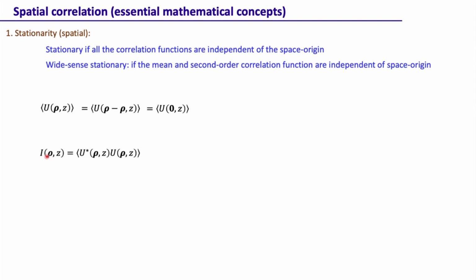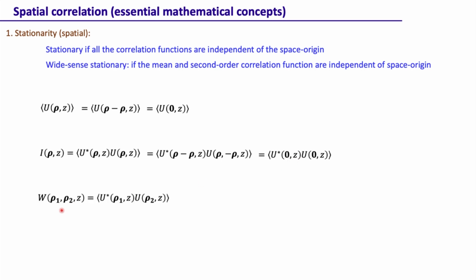We take the intensity I(rho, z), which is u star(rho, z) u(rho, z), and of course if we shift the space origin, things should not change. Hence the intensity at rho, z should be the same as the intensity at the origin, rho equal to 0, and at z.